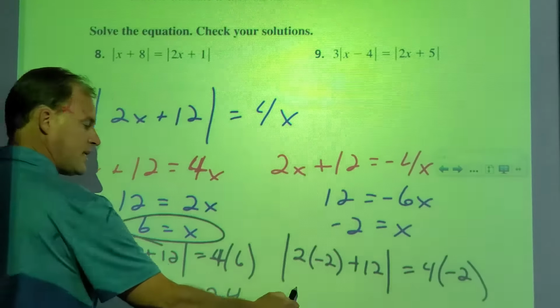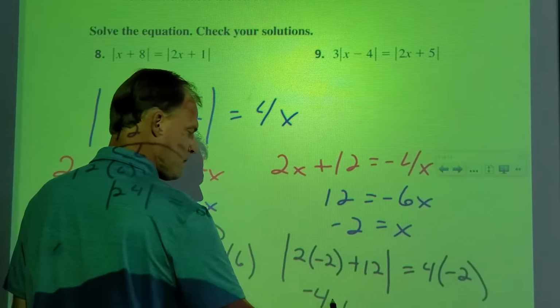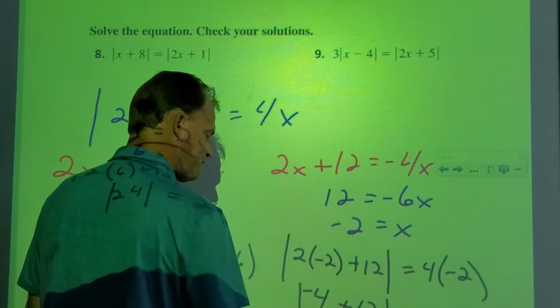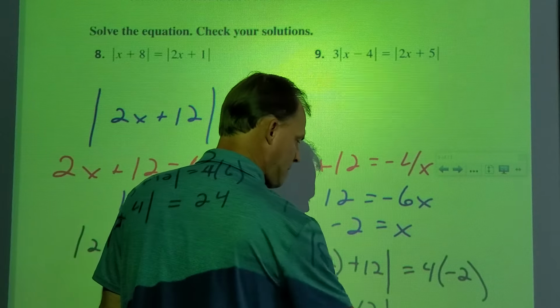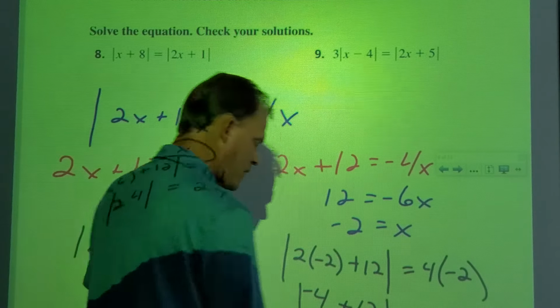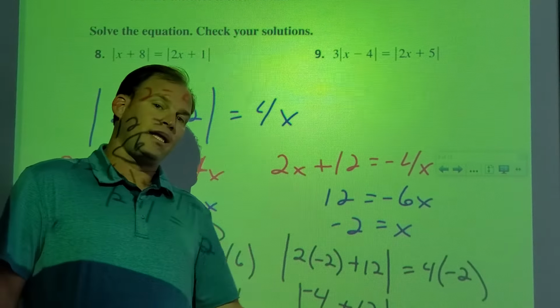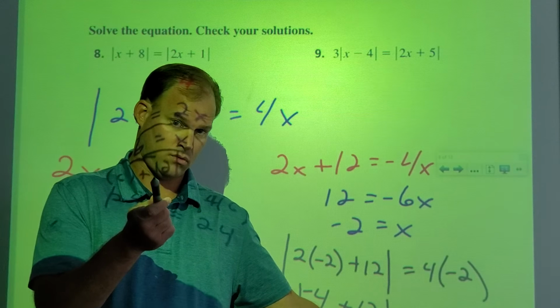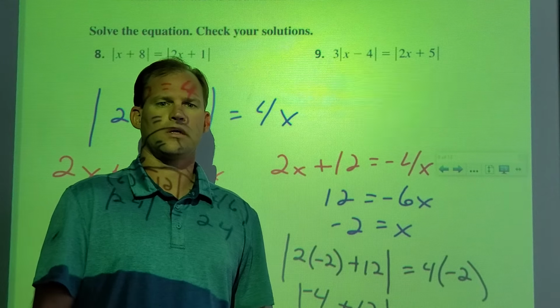Two times negative 2 is negative 4. Plus 12 is 8. Is the absolute value of 8 equal to negative 8? No, it's not. This check didn't work.